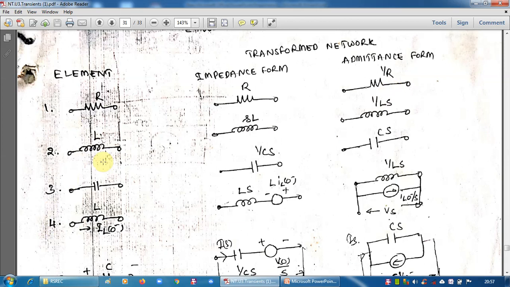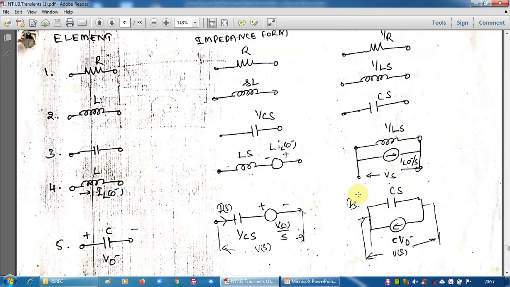Next, for L in series circuit, this is represented as Ls. So for L, transform impedance is Ls, transform admittance is 1 by Ls. Admittance is nothing but 1 by Z, 1 by impedance. Similarly, if C is there, that is to be written as 1 by Cs in series circuits and Cs in parallel circuit.